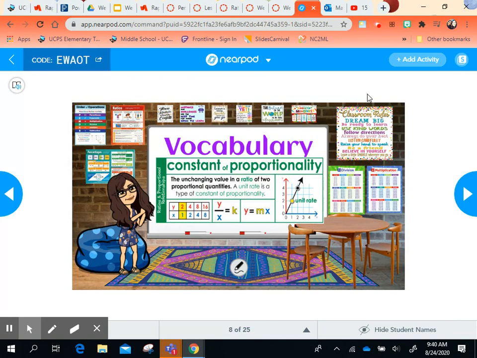Constant of proportionality. So you'll see me using unit rate and constant of proportionality interchangeably. So what that means is I might use constant of proportionality instead of the phrase unit rate. They mean the same thing. The unchanging value in a ratio of 2 proportional quantities.